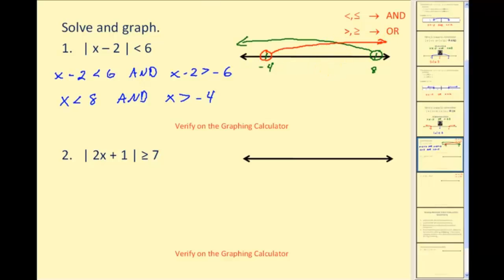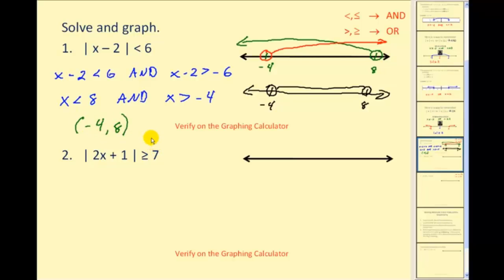Now because it's an "and," we're actually looking for the intersection of these two inequalities. And we can see it's going to be the interval in the middle. Therefore, our final graph would look like this. So now if we want to express this using interval notation, we know we'd have an open interval from negative 4 to positive 8. I do want to take a look at this on the graphing calculator now.